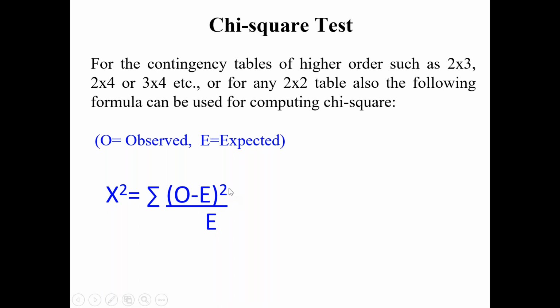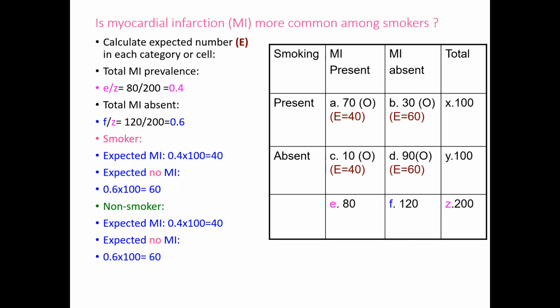So that means you expect there will be different cells, and for each cell you calculate the difference between observed and expected value: observed minus expected, squared. How to do that? See this example in a 2 by 2 table. Smoking is present or absent, and based on the smoking status, the prevalence of myocardial infarction. There are 100 smokers and 100 non-smokers. Here it is written X and Y, and A is the prevalence of MI among smokers, and C is MI present among non-smokers. So 70 out of 100 and 10 out of 100; these are the observed values.